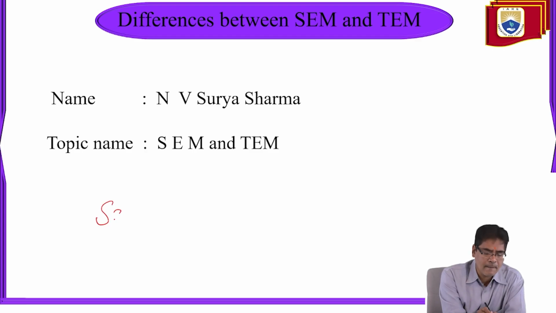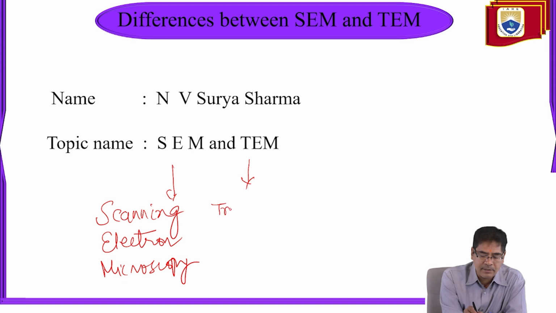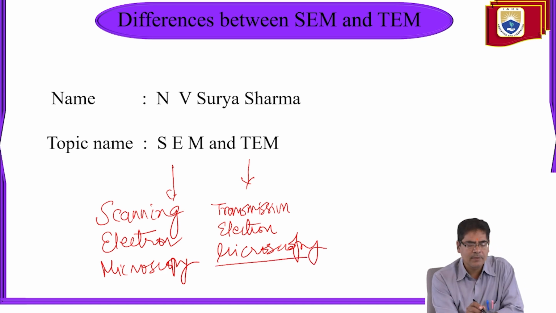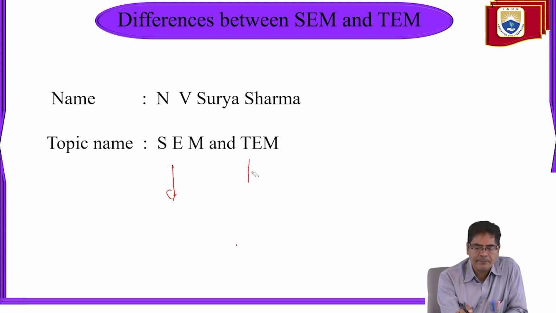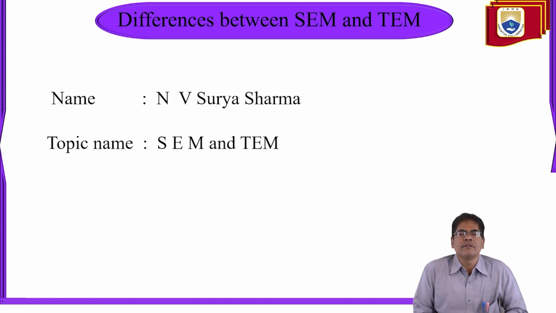SEM represents scanning electron microscopy, whereas TEM represents transmission electron microscopy. Of course, both transmission electron microscopy and scanning electron microscopy are used for the characterization of nanomaterials.